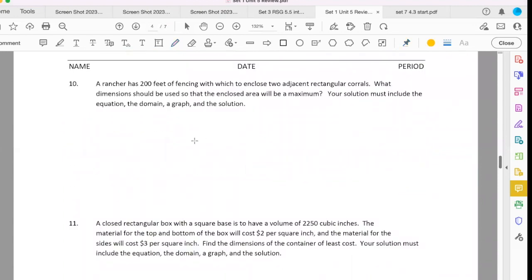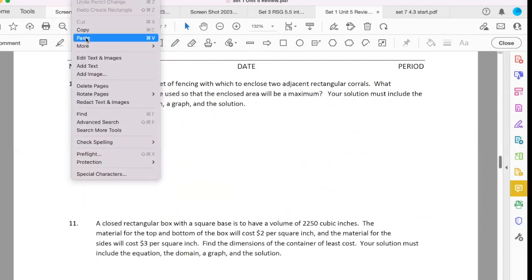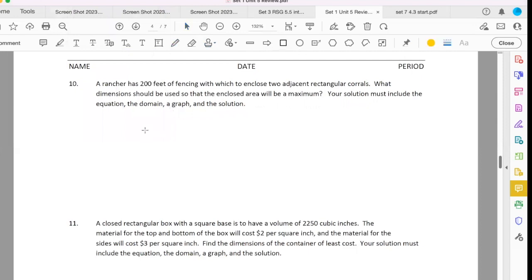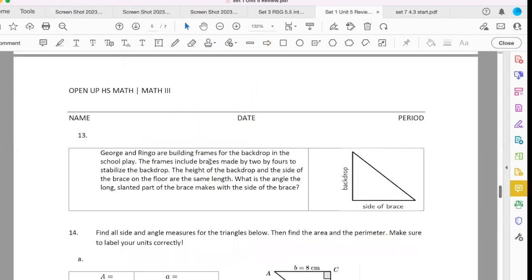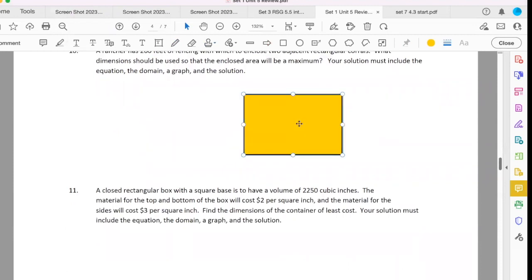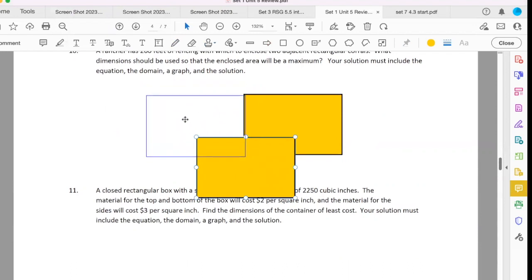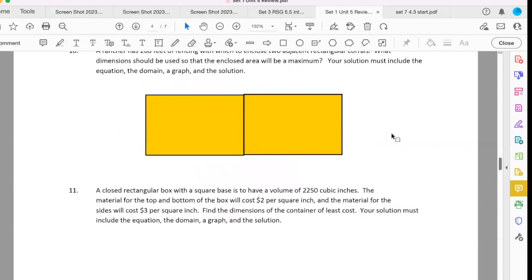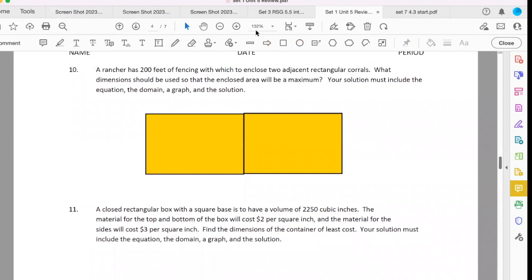We're back at the ranch. We have two adjacent rectangular corrals. So let's copy and paste that. What did I do? Where did it go? Undo, please. I'll just make a new one. You have a rectangle like that. Copy, paste. And you are connecting this with, copy, paste, like make two of them. Let's call this the Minion Ranch. And you know that all of your fencing should equal 200.